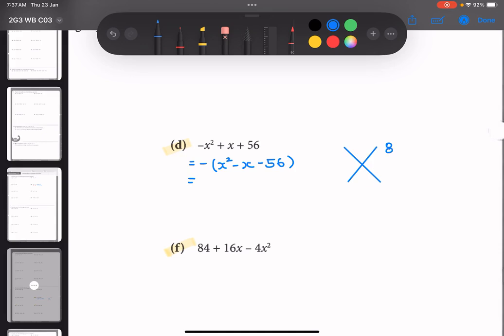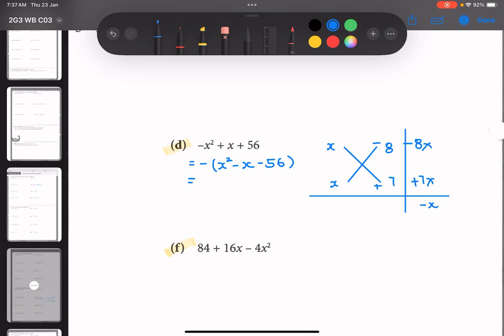56, I'll do a 8 and a 7. X squared. They follow my line up, this will give me 8x. Follow my line down, that will give me my 7x. I need a negative 1. So positive 7, negative 8.